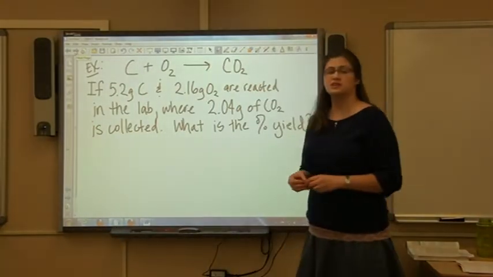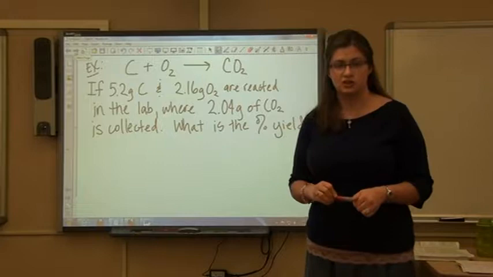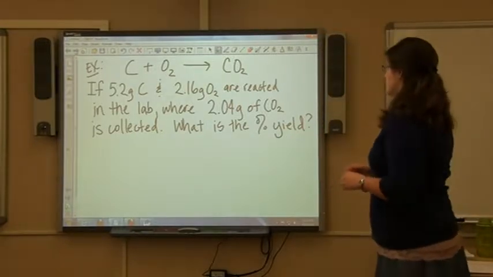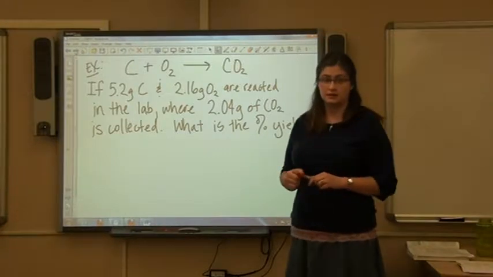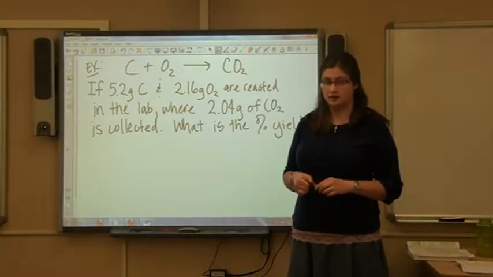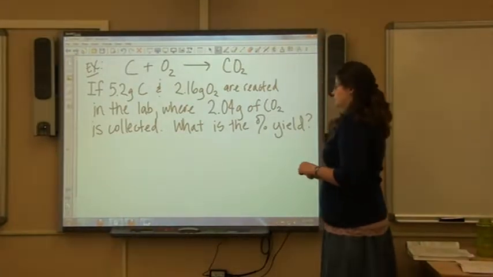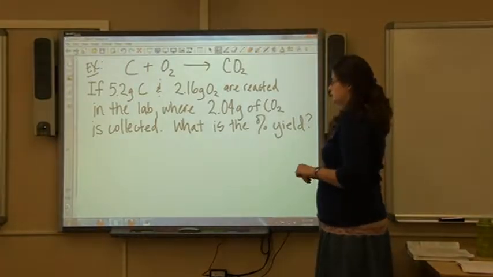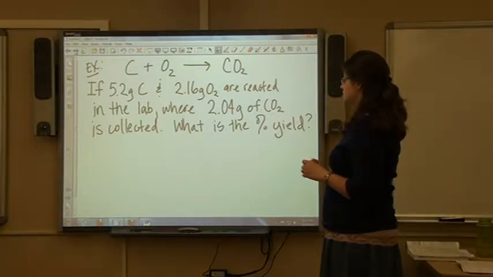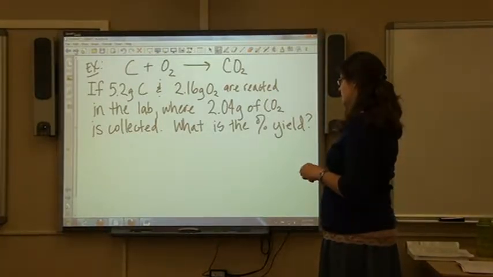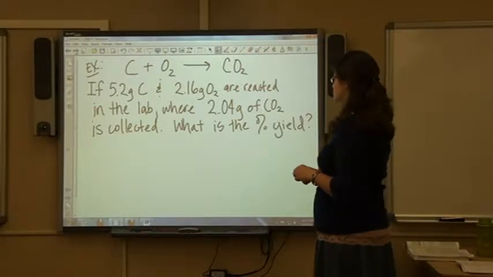Okay, let's do an example of a real chemical equation here with these concepts. Okay, so here's my chemical equation. Step 1, balance. Is it balanced? Yes. Okay, so then, moving on, let's read the question. If 5.2 grams of carbon and 2.16 grams of oxygen are reacted in the lab, where 2.04 grams of copper is, oh shucks.